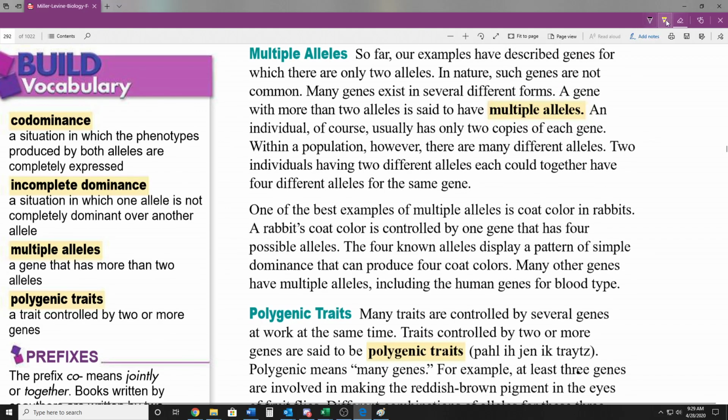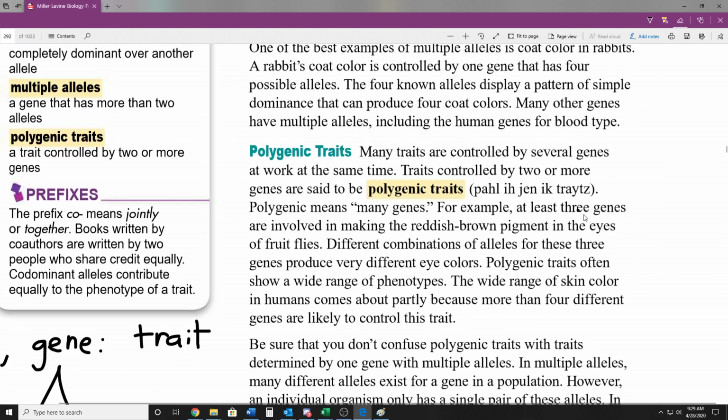Another example of a gene that has multiple alleles would be blood type. So actually, we could probably do that. I'll do an activity for our human blood type later. I'll post it in the Google Classroom probably on Thursday.